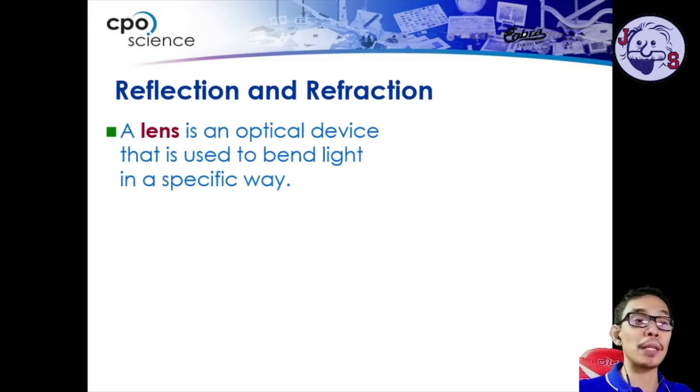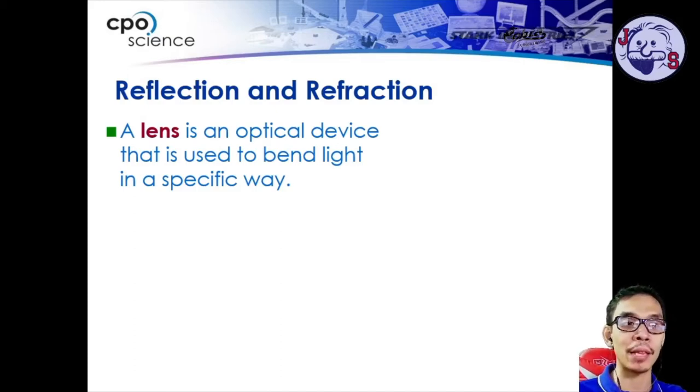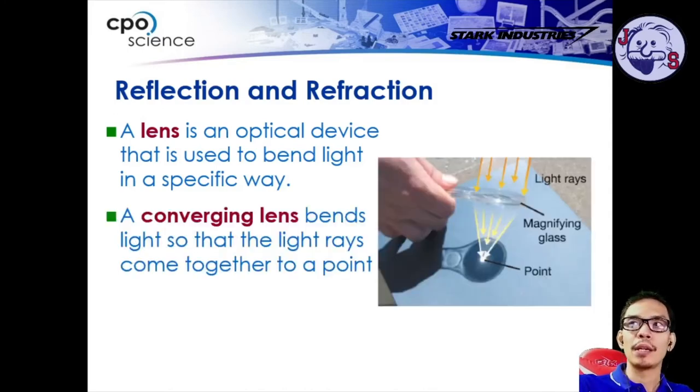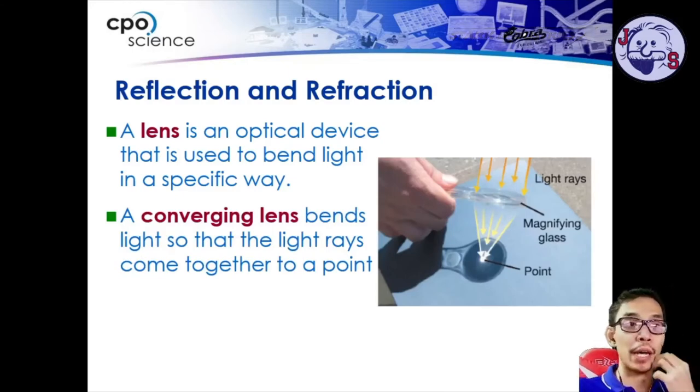Lens is an optical device. So one of the things that we are going to study here in optics are the lenses. This is a device that is used to bend light. There are two ways that a lens can bend light. Number one is by converging it. We call it a converging lens.